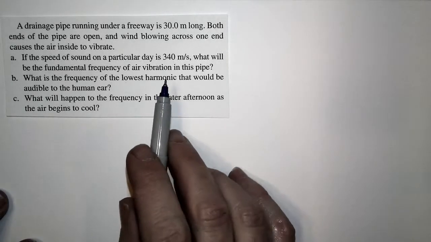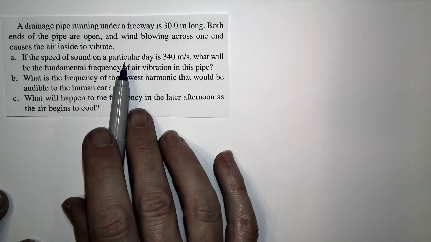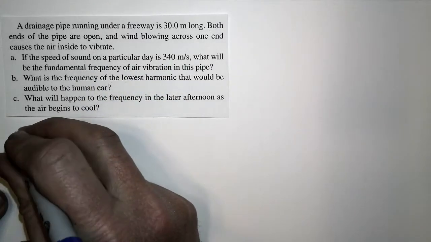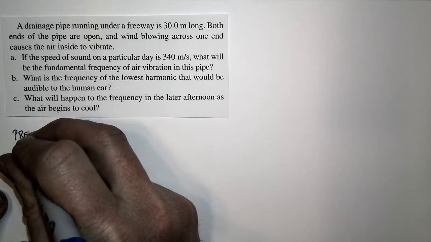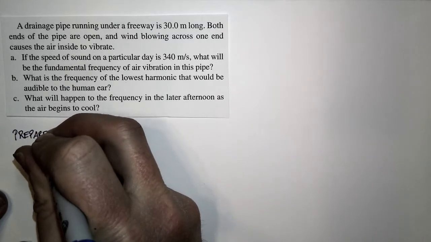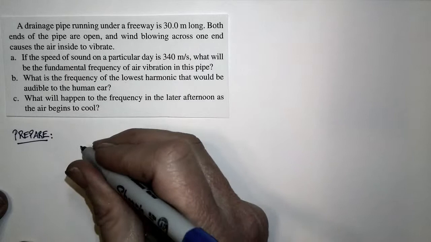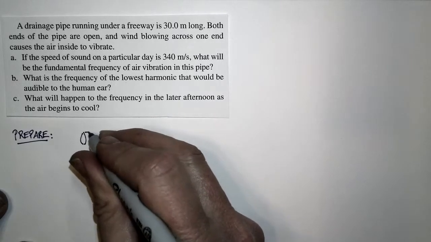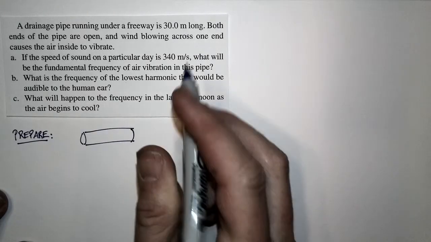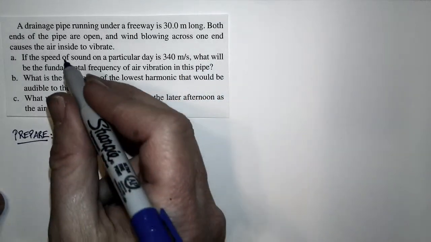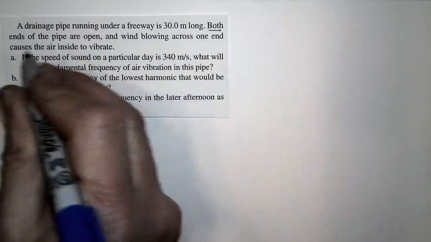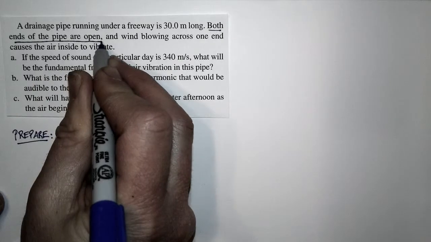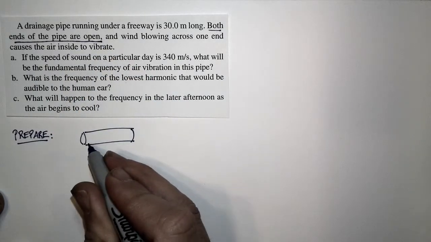This problem asks about the vibrations of the air inside a drainage pipe. Let's go ahead and prepare by taking a look at the physical situation. So here's the situation. I have a drainage pipe, and it's 30 meters long. But here's something that's equally important. Both ends of the pipe are open. So this is an open tube.